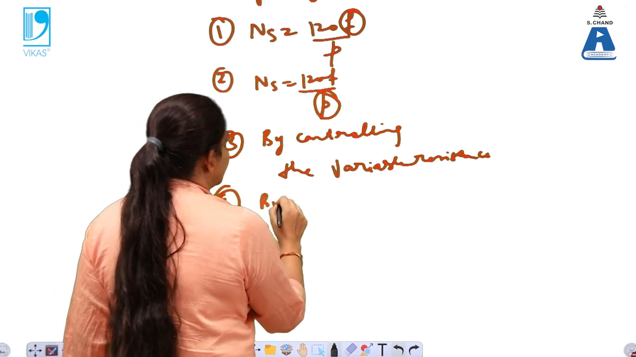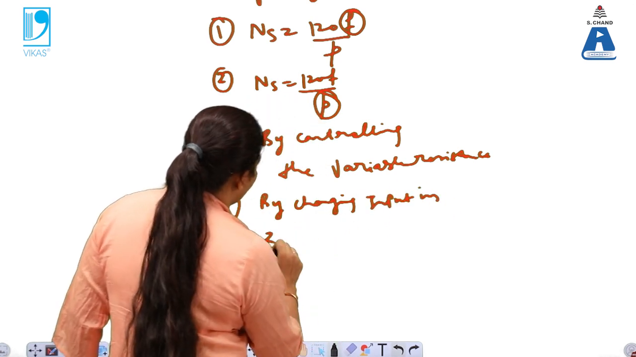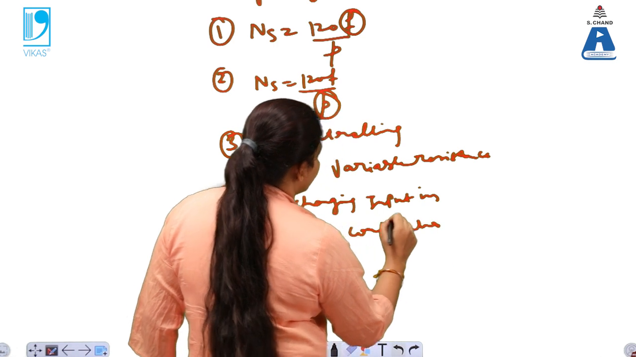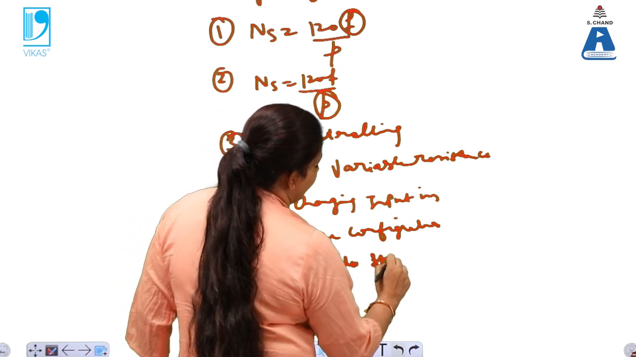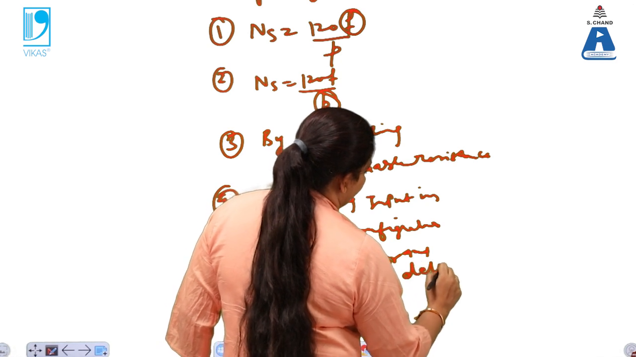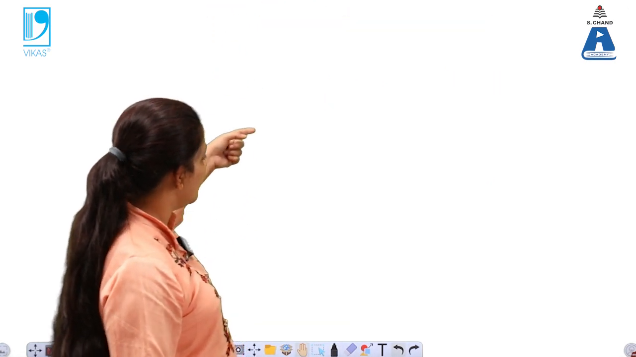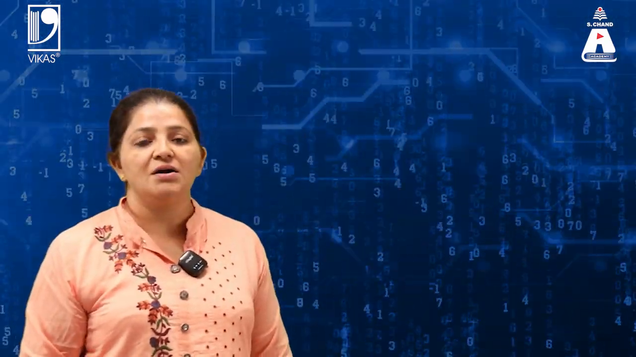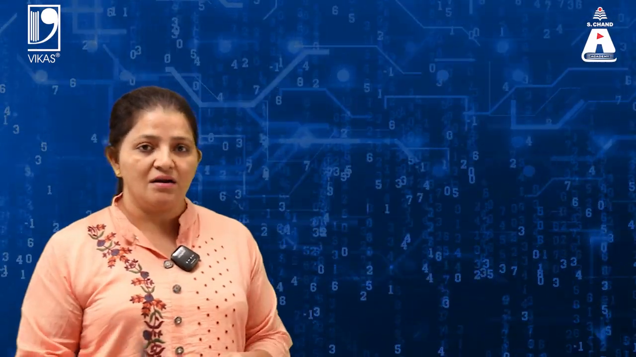Fourth one, by changing the input in three phase configuration, which includes star and delta configuration. Star and delta configuration. So this is all about the second part. In the second part we have understood how the speed of an induction motor can be controlled by controlling the input voltage, by putting a variable resistance at the star and the delta configuration.